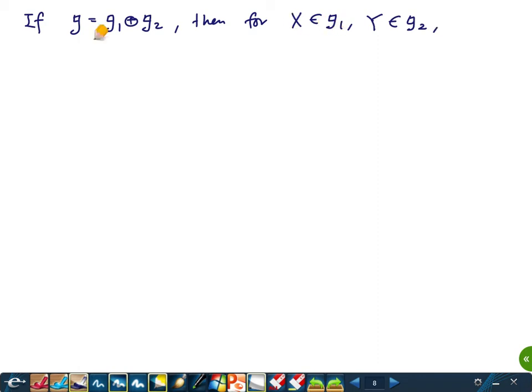This is not exactly an element here, but we can identify this as an element, like this. Then consider, or maybe we can consider X. I'm just using the same notation, because I'm going to identify X with the element. We can just embed G1 inside this direct sum in the usual way.